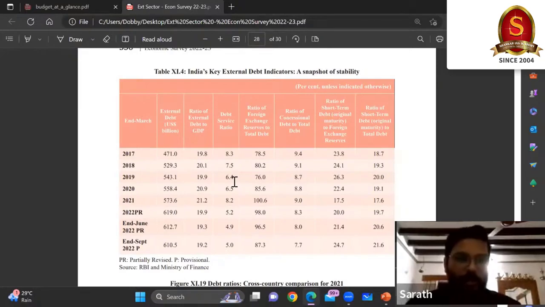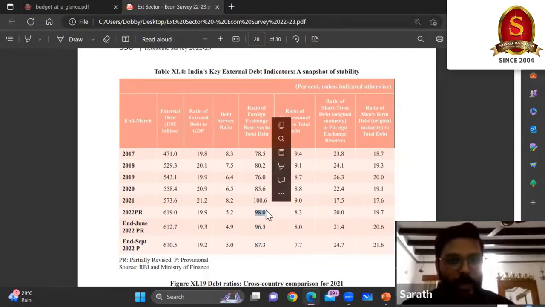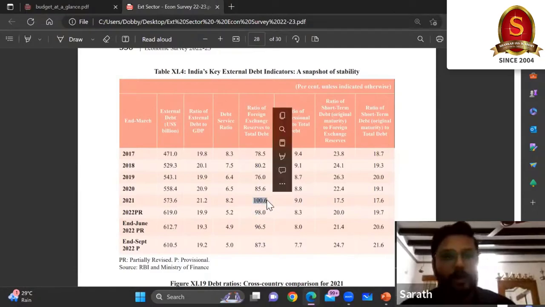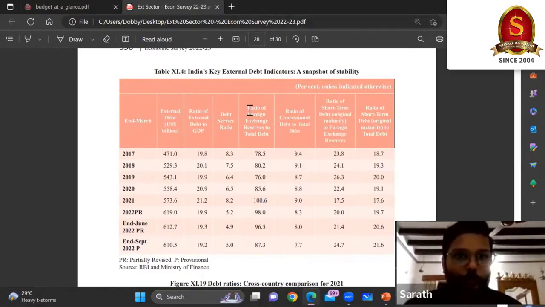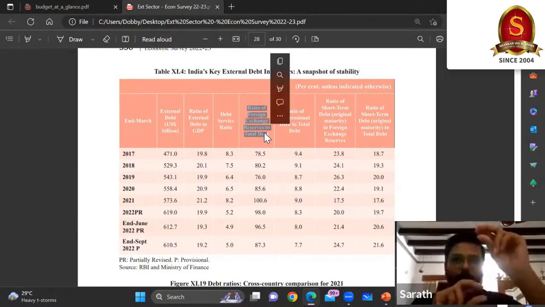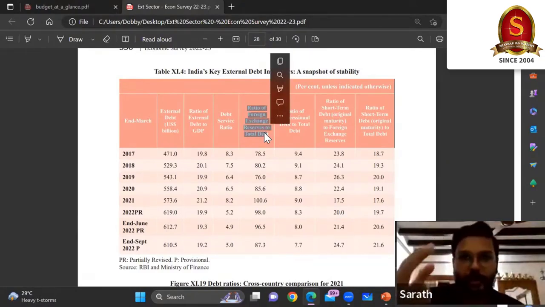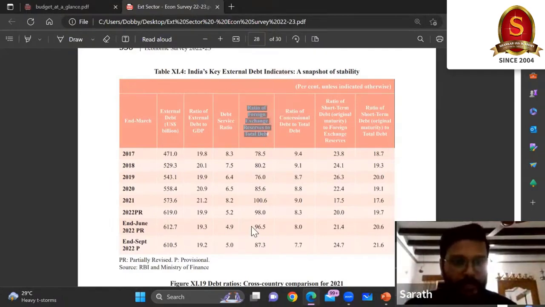Debt service ratio, our capability to service and the amount that we have to pay during a given period of time. Ratio of forex reserves to external debt. So 96.5 or 87.3 or 98. There's only one period where you will find a number greater than 100. What does greater than 100 mean? Look at the heading, ratio of forex to total debt. Forex on top, total debt at the bottom. Only when forex is greater than total debt will it be greater than 100. Based on the most recent data that we have, it is lesser than 100. For most years, you will notice that it is lesser than 100, which means most of the time forex is lesser than our total debt, which means we don't have enough money in our reserves to repay all our loans.